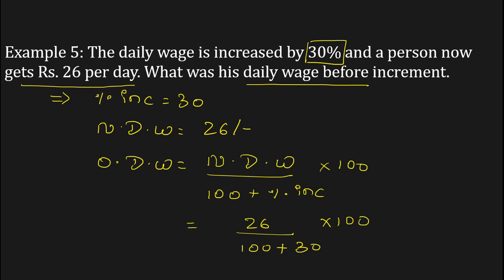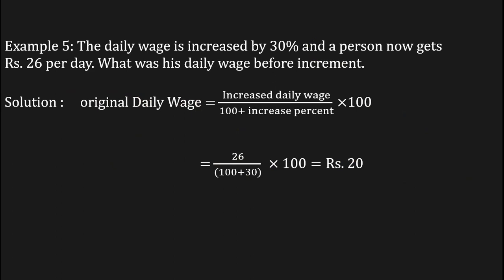Now solve this one. That is 26 upon 130 into 100. Now 0 got cancelled. 13 ones are 13, 13 twos are 26, so 2 into 10 gives you 20 rupees. 20 rupees is the daily wage before increment.